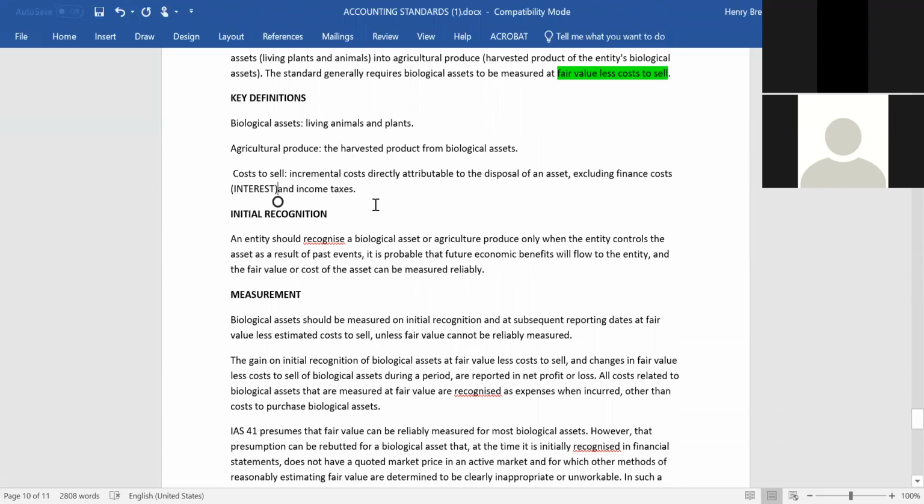Initial recognition of IAS 41 agriculture. An entity should recognize a biological asset or agricultural produce only when the entity controls the asset as a result of past events.